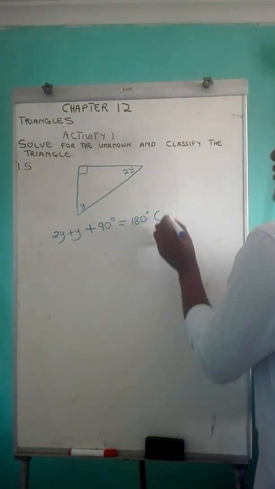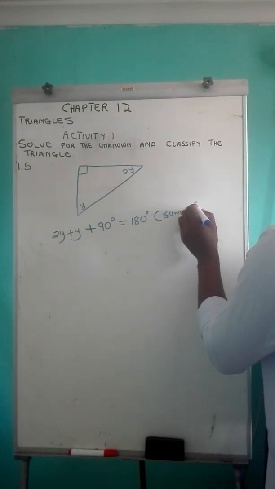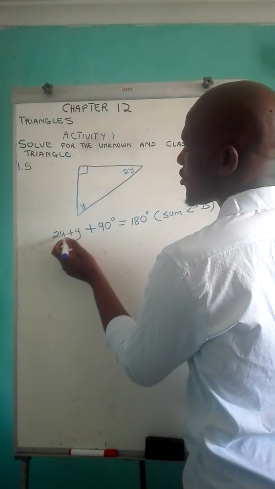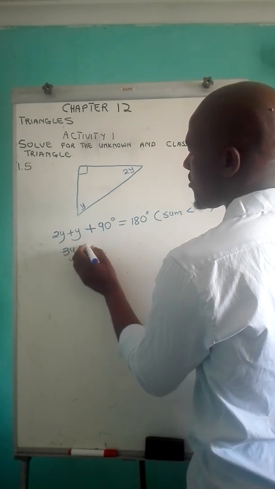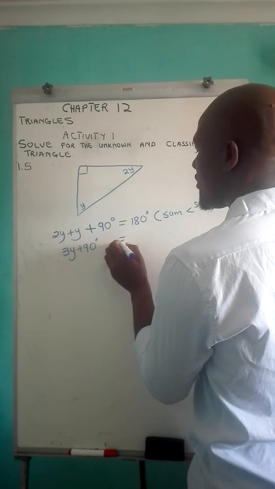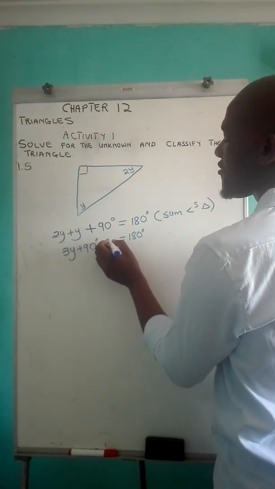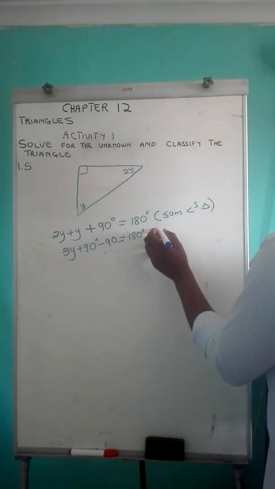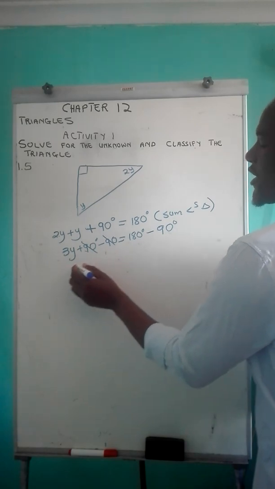The reason: sum of the angles of a triangle. What is 2y plus y? It's 3y. You add like terms. Plus 90 degrees, which is equal to 180 degrees. You must add an additive inverse, which is minus 90. Same number, but different side. What you do on the left-hand side, you also do on the right-hand side. 90 and 90, they cancel.